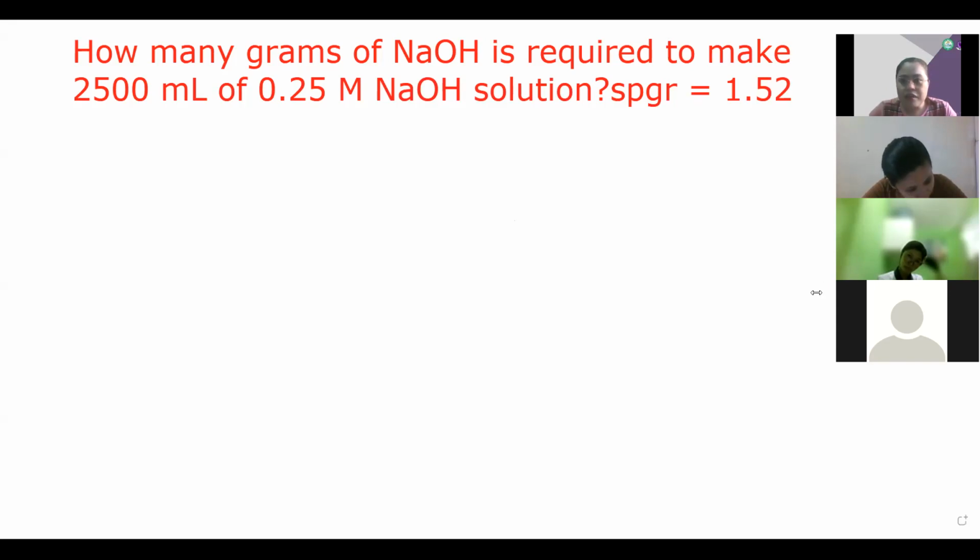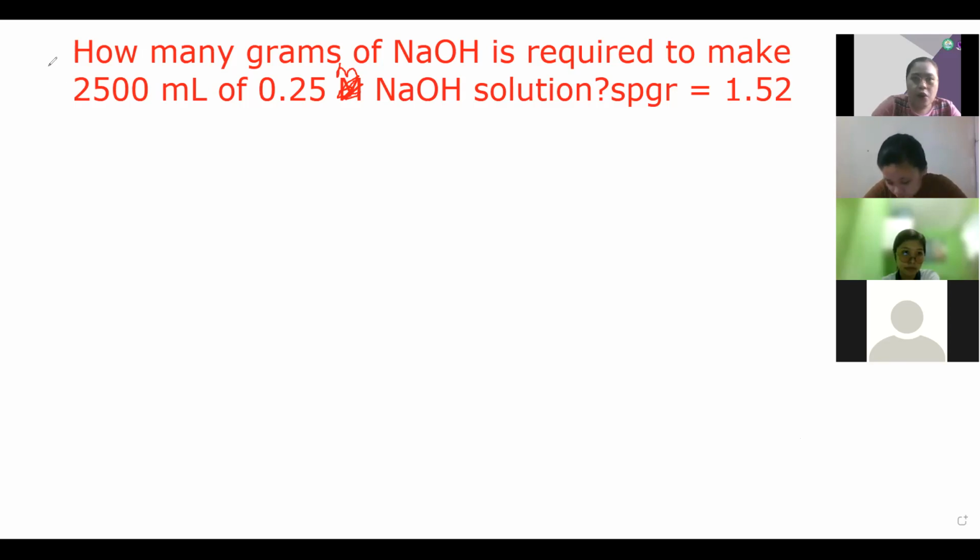Ay, sorry. This is molality, no? Small letter M. Paki-correct na lang. Small letter M kasi molality pala yung ating lesson yesterday. So, hindi to capital letter M, ha? Capital letter M is molarity. Ito, small letter M, molality ito.